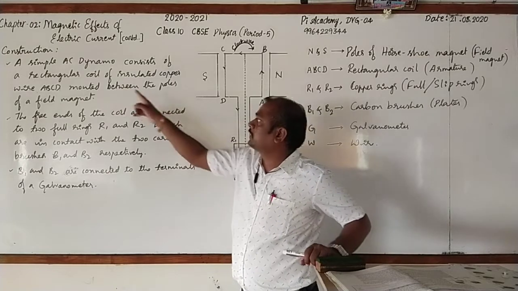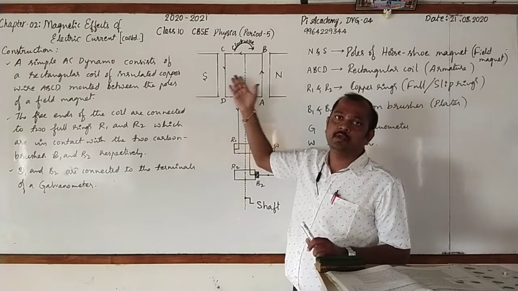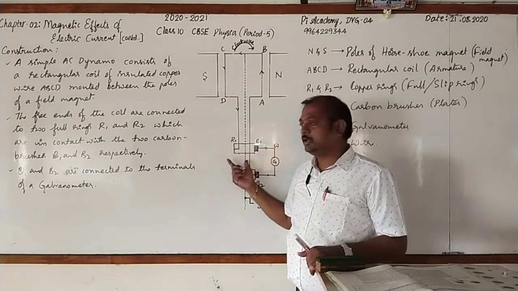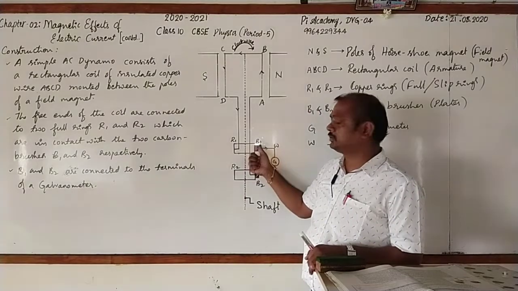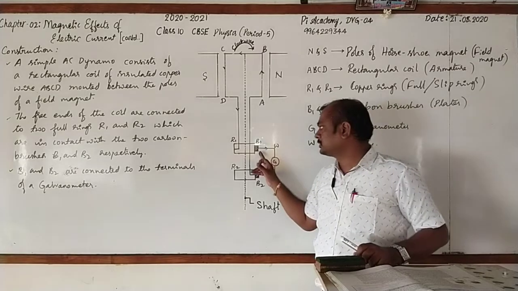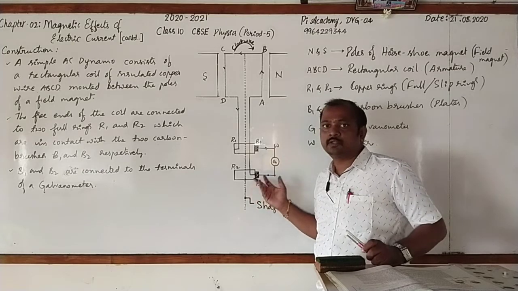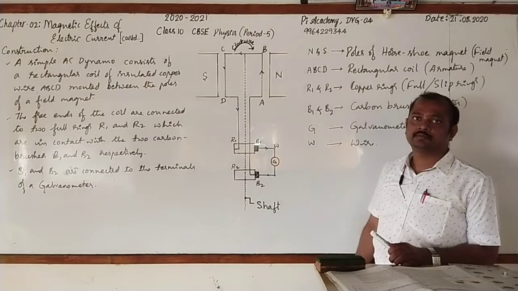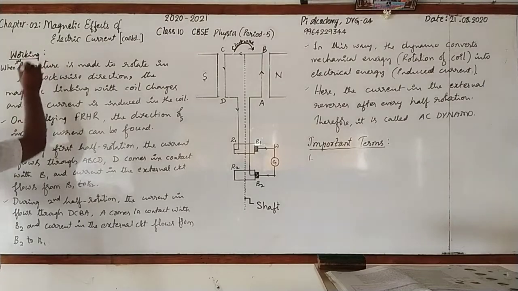AC dynamo, it consists of a rectangular coil ABCD of insulated copper wire which is mounted between north and south pole of horseshoe magnet. Then connect the free ends of the copper coil to the two copper rings R1 and R2 which are in contact with the two carbon brushes B1 and B2 respectively. Then after that, the carbon brushes B1 and B2 are connected to the terminals of a galvanometer using the wire. This much only is construction. Yes, copy this.